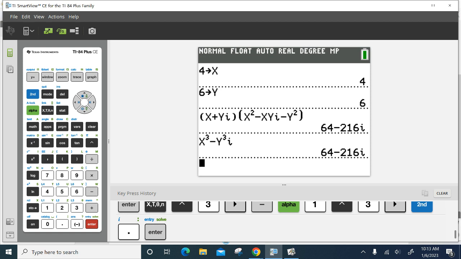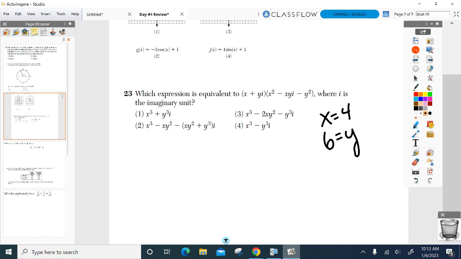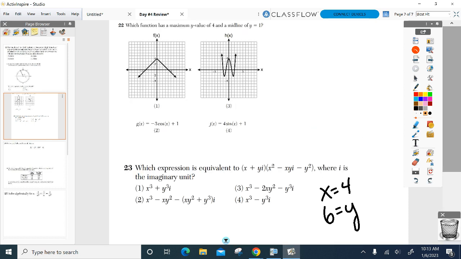Other questions you had from last night? I'm looking for one in particular, actually. The one above it, 22. Okay, 22. Which one has a max Y value of 4 and a midline of Y equals 1? Now look, I get you guys are just going to see max Y value of 4 and focus on these two graphs. Here's the actual thing you should be focusing on: midline. There's only 2 types of graphs that have midlines, and they're the 2 we talked about this year.